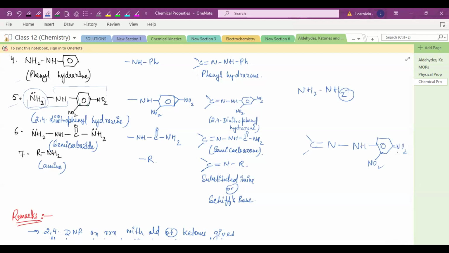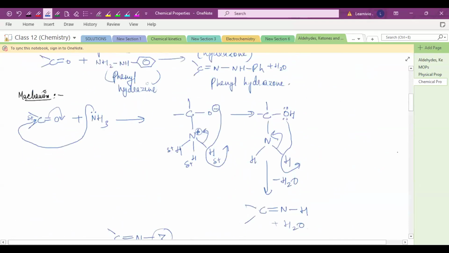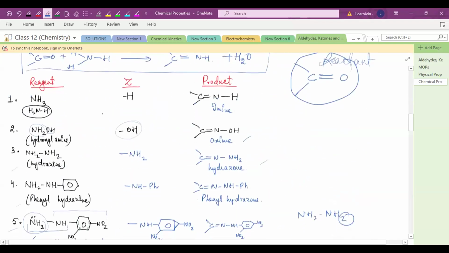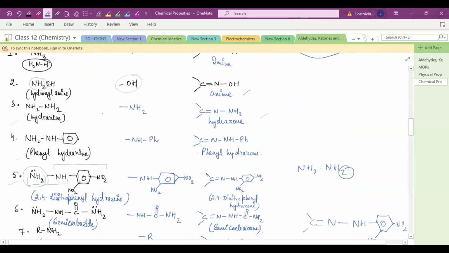And you know the mechanism. Do you know the mechanism? You can also try to write down the mechanism for each and every structure. What are you supposed to do? Just follow this one. Instead of NH3, you will write down the derivatives of ammonia, and just follow the same trick. The same mechanism will be there, and it will be clearer when you write it on your own.